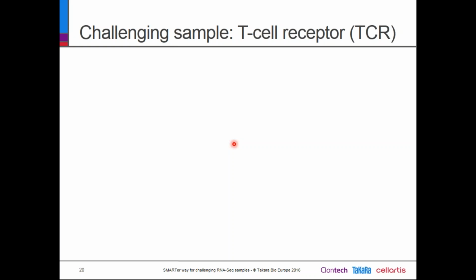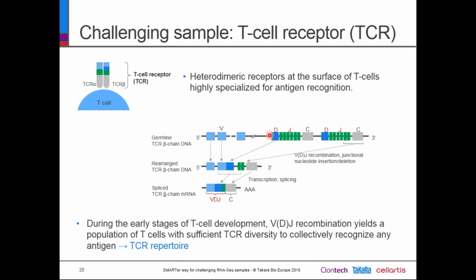Okay, so another challenge in samples is T-cell receptor repertoire profiling. Very briefly, the T-cell receptors are heterodimeric receptors, proteins composed of two subunits that are at the surface of the T cells, and they are highly specialized for antigen recognition. The TCR alpha and TCR beta chains are encoded at two different loci, and here I am only showing the TCR beta DNA locus.